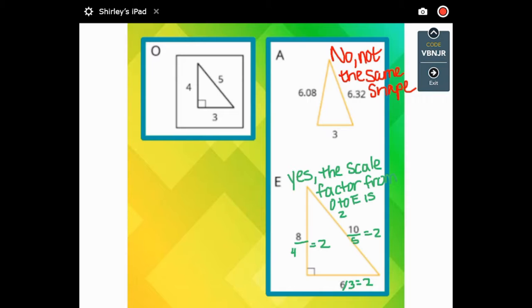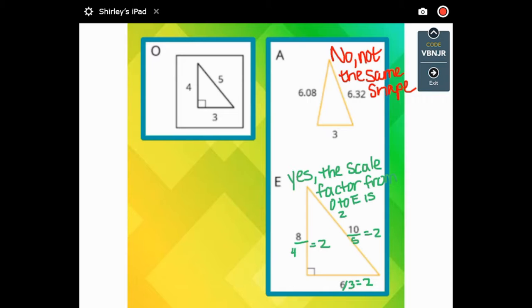So that's what you want your work to look like whenever you're talking about scaled copies. You have to find that scale factor, and you find the scale factor by dividing corresponding parts. If you get the same number, you can circle it, that's your scaled copy. If you do not, then it doesn't work and you would throw it off to the side.